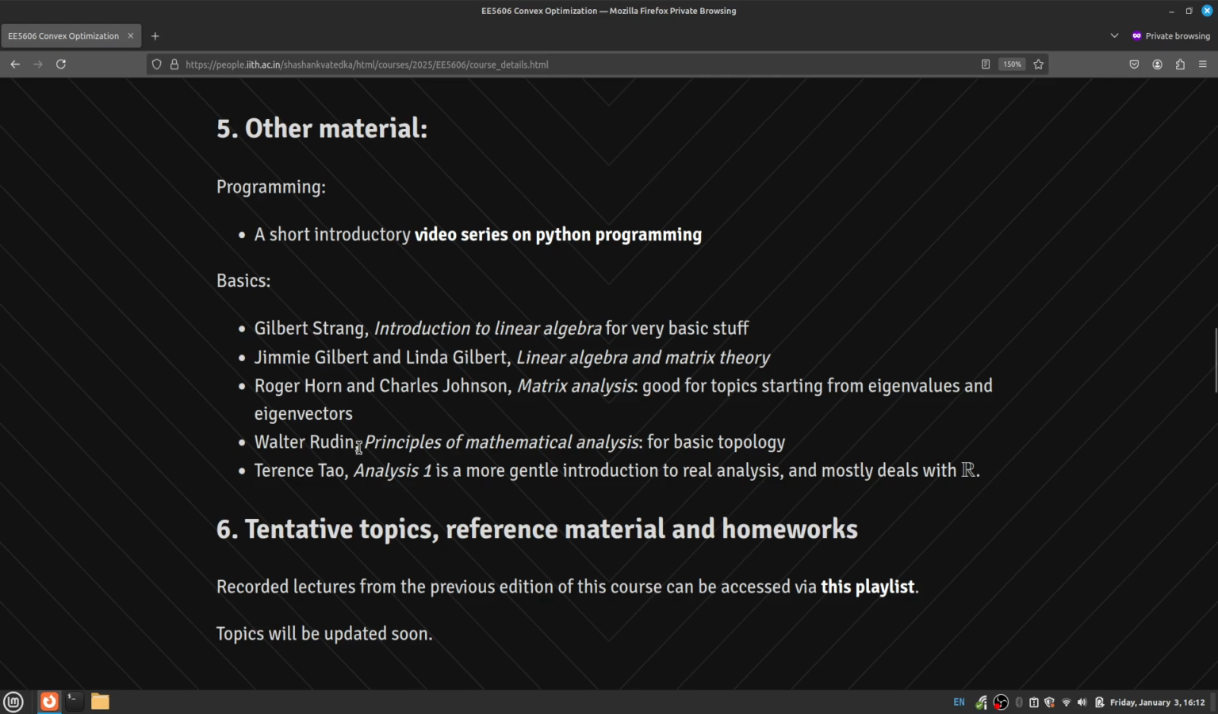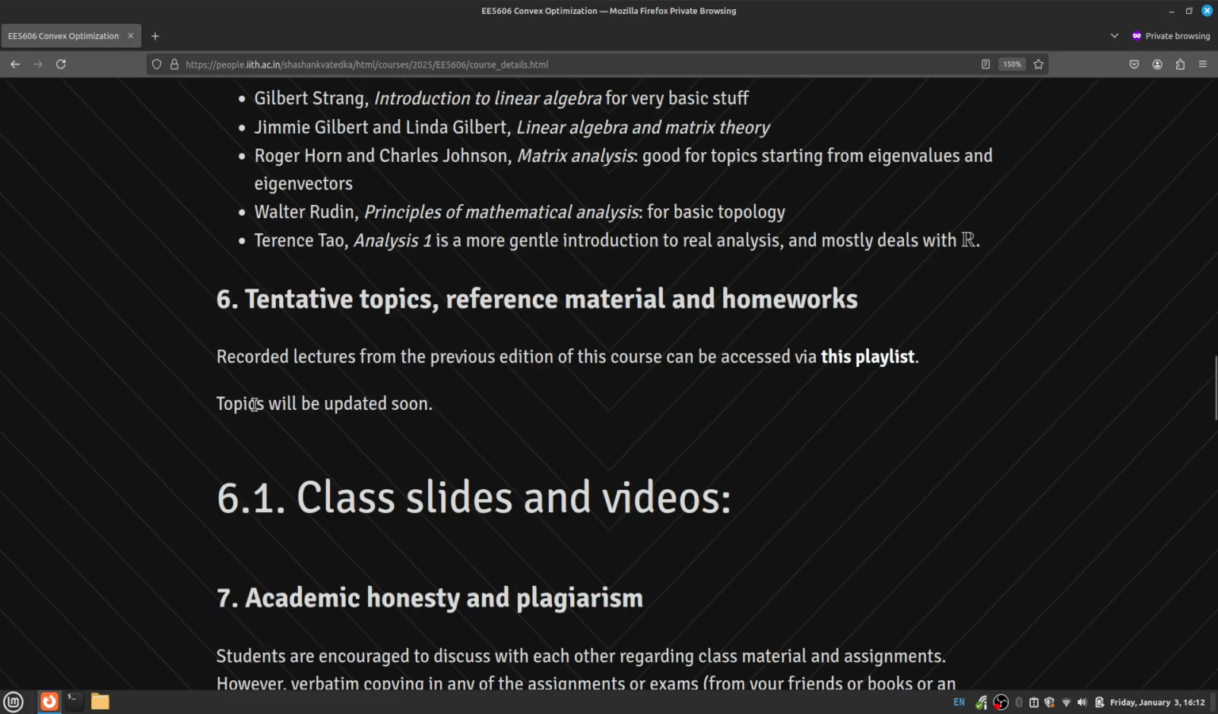And for the basics, here are some references for linear algebra and basic analysis. And if there's any other material like list of topics, corresponding references, lecture notes, all of this will be uploaded to this course webpage. All right, so keep looking at the course webpage on a regular basis. All of this will be here.